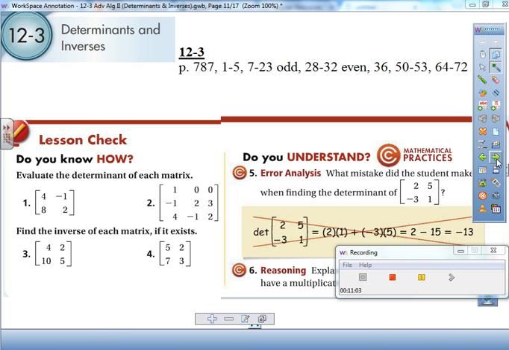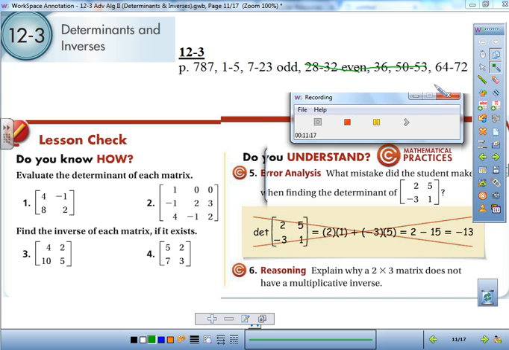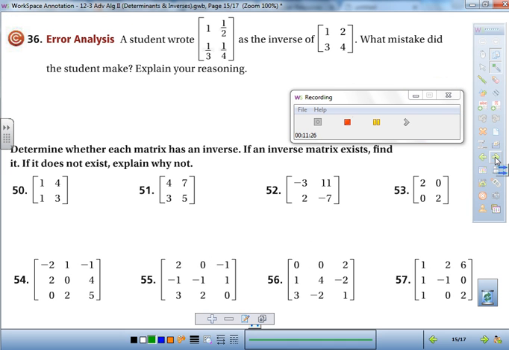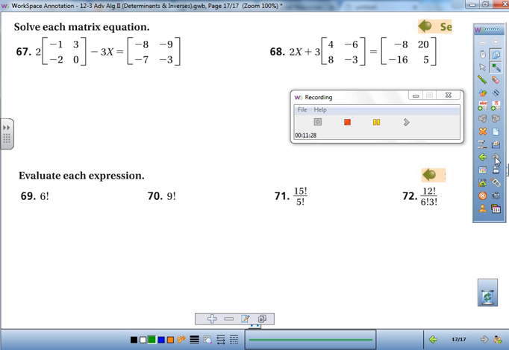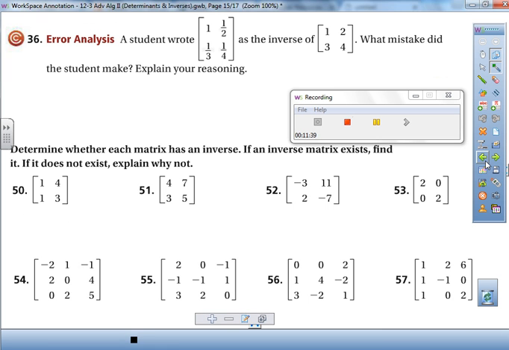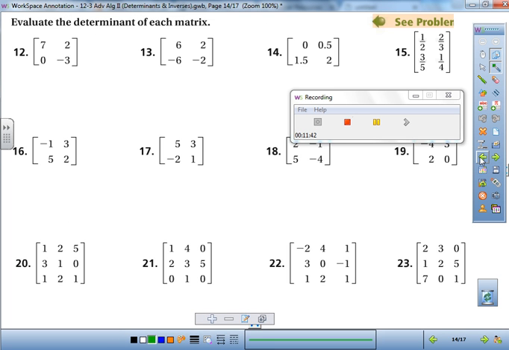So your assignment, we're going to have to shorten it. We're going to cross off for today, probably coming back to it, but not sure, 28 to 32 even, 36, and so this chunk is going to be gone. You're going to do 1 through 5, 7 through 23 odd, and 64 through 72 for the weekend. Let me just double check. Yes, those look great. At the end of your assignment there, I threw in some semester test type review questions, so make sure you get to those and understand them. All right. Good luck on your homework.